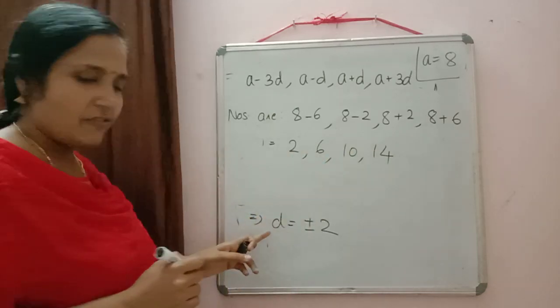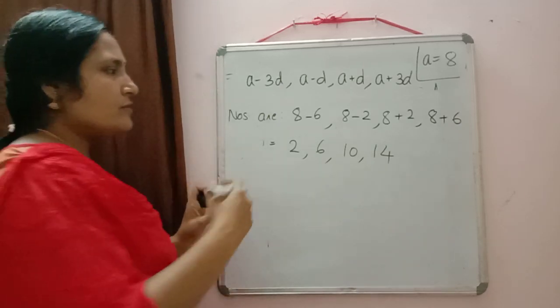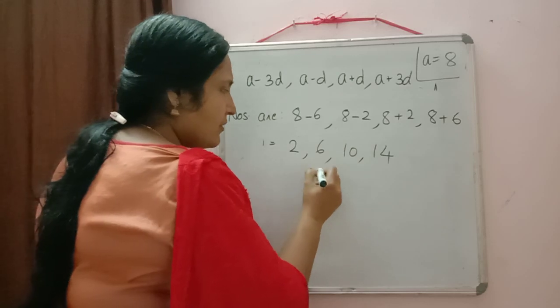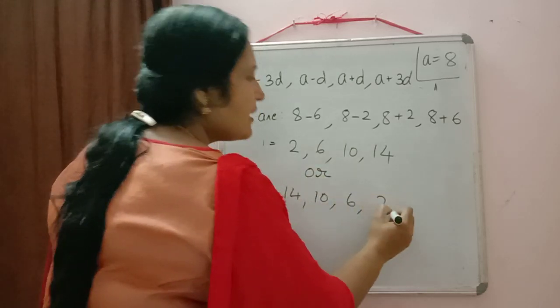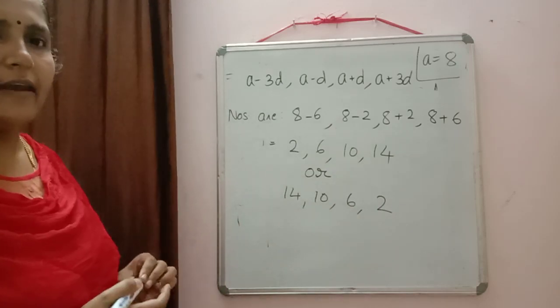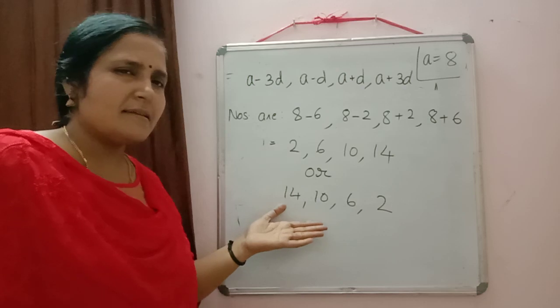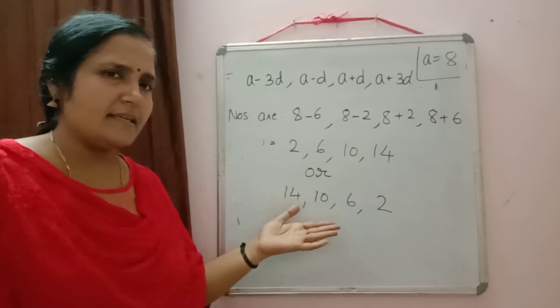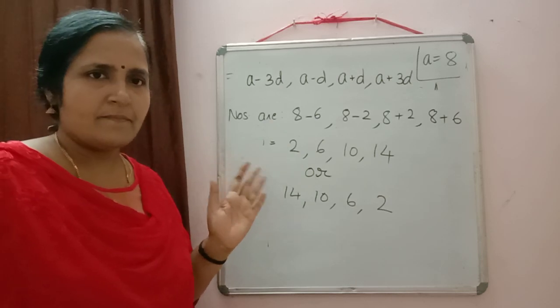Or we know if we take D is equal to minus 2, we will get the reverse order. So you don't have to show it, just write down 14, 10, 6, 2. That much is enough there, because sometimes they will deduct marks if you are not writing in this way. So better, why deduct our marks? Write down completely. Clear?